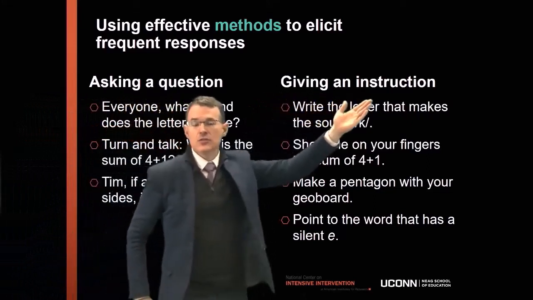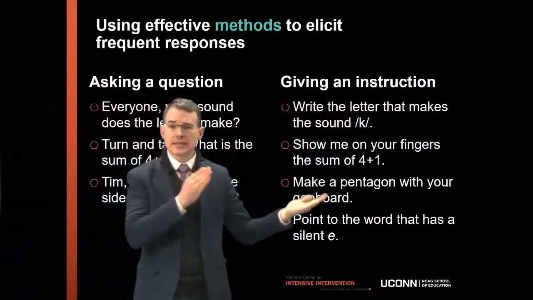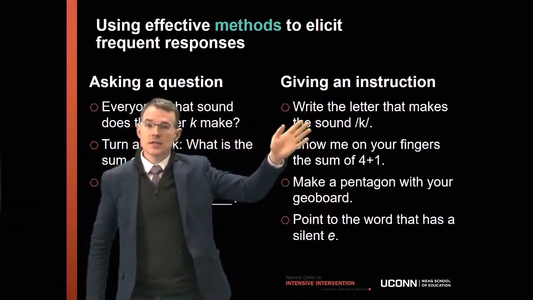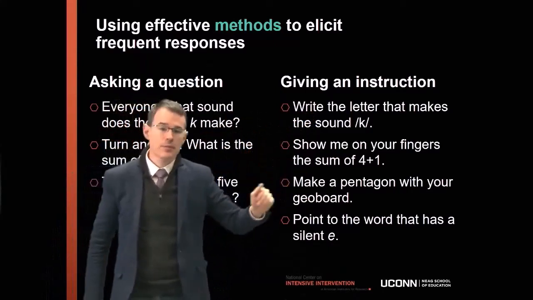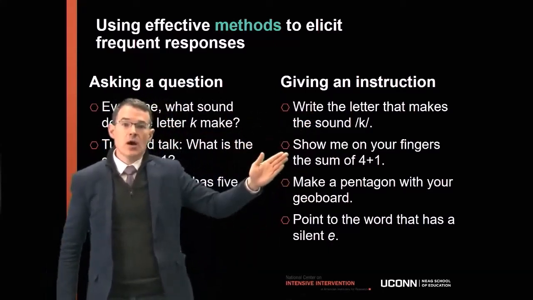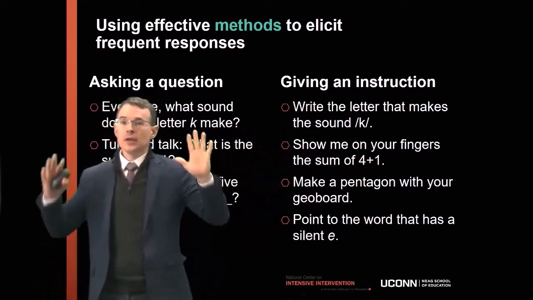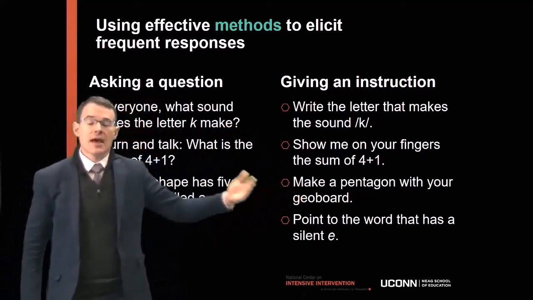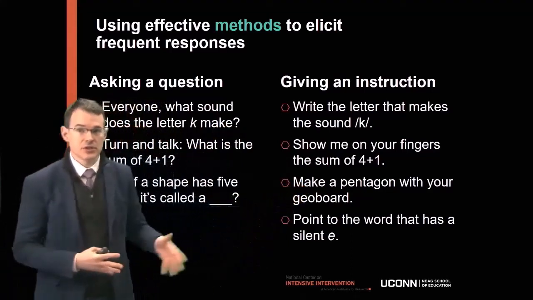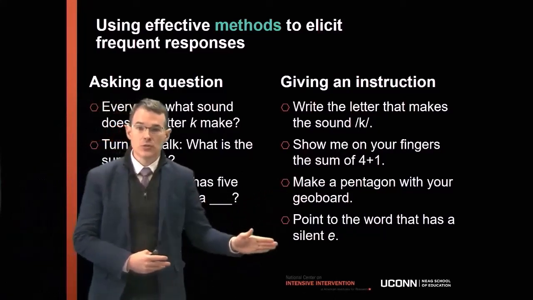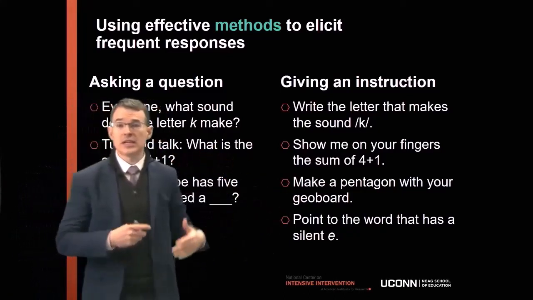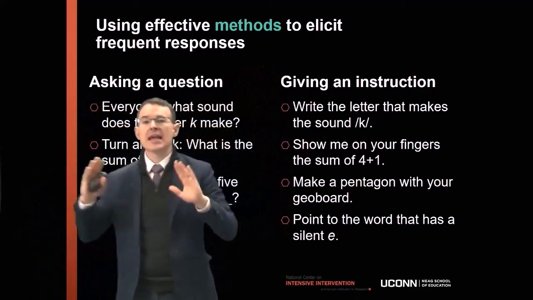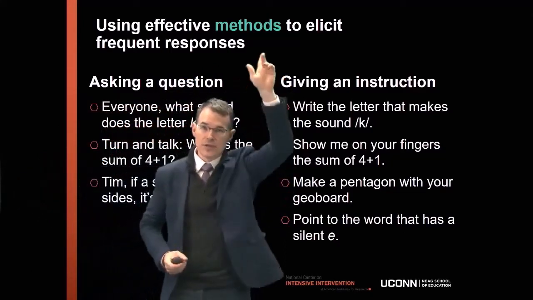We could also give an instruction that doesn't explicitly involve a question, but gets at the same idea of a method for eliciting response. You could say, "Write the letter that makes the K sound in your notebook, or on a piece of paper, or on a whiteboard." "Show me on your fingers the sum of 4 and 1." A response that involves a gesture. "Make a pentagon with your geoboard." That's an example of one where you're using an object that's given to you for a math lesson. And finally, "Point to the word that has a silent E," another one that involves pointing, another gestural response. So these are just a variety of responses. We're going to talk about these and more later, but this gives you a sense of the different methods.